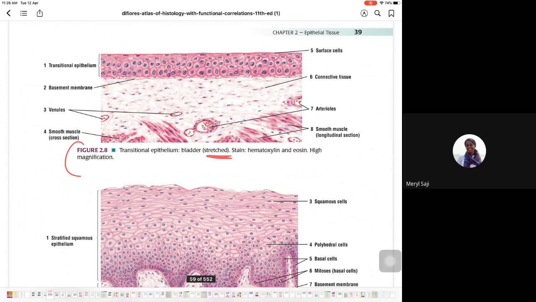Below that we see smooth muscle, which we see in cross section. And then again on the right side we see the top surface cells. And number 6 is connective tissue, which has the arterioles. And number 8 is smooth muscle. Here it's shown in longitudinal section.